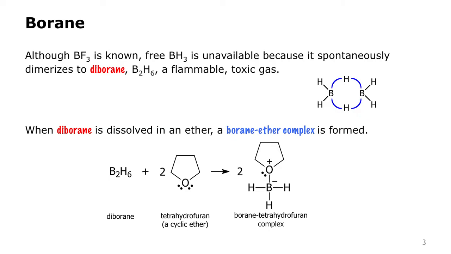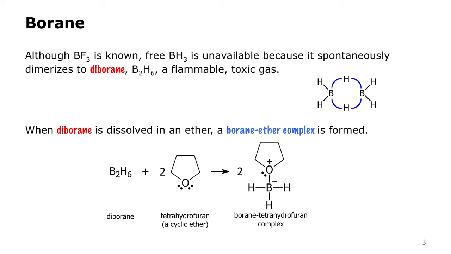because we don't typically use borane as a free gas. We use borane in solution. So it turns out if you take diborane and you dissolve it in some kind of ether, you can use various types of ether. You can use tetrahydrofuran, you can use diethyl ether, just any kind of alkyl ether. When diborane is dissolved in those ethers, they form stable Lewis acid-base complexes that are soluble in those ether solvents. And so you can purchase pre-made borane ether complex solutions. This is borane tetrahydrofuran complex.